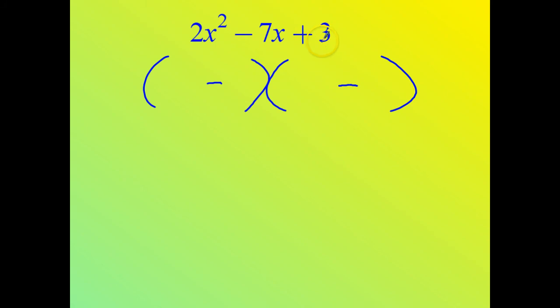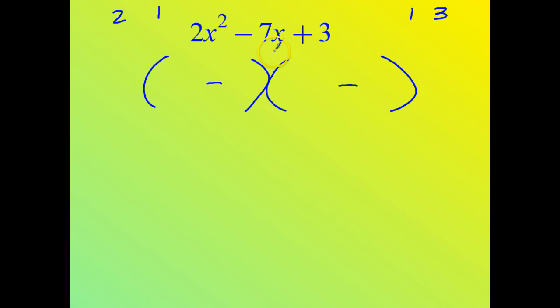What I'm looking for is two factors here. My only factors for 3 are 3 and 1. And then I've got factors for the first term. I'm going to have something x times something x, so I have 2 and 1 on the lead term. Now I need to find some way of playing with these and get a sum of 7.